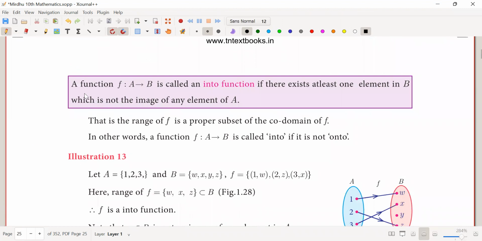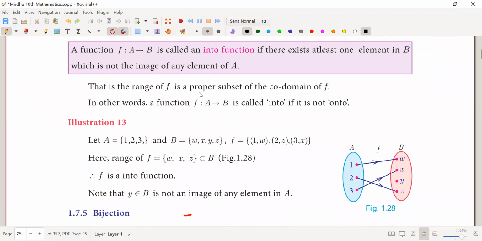So what we can say: a function f from A to B is called an into function if there exists at least one element in B which is not the image of any element of A. Or else we can otherwise say any element of B doesn't have a pre-image. All right, that is also true. That is, the range of f is a proper subset of the codomain, not the full codomain. It will be a subset.